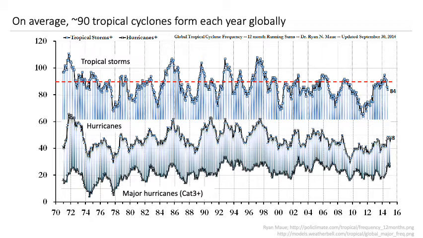And so, yeah, we have about 90 tropical cyclones that form each year globally. You can see some variability with time. It's actually a relatively steady number, maybe potentially a slight decrease towards the end there, but in the last, say, 20 years.